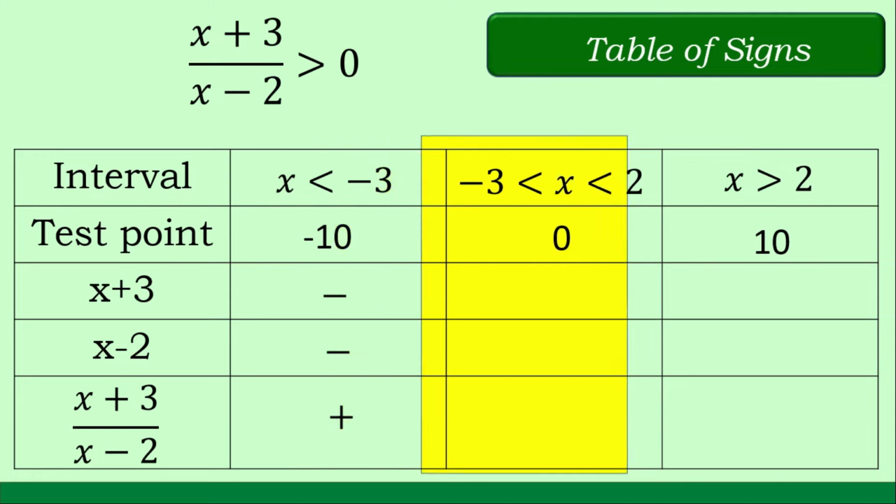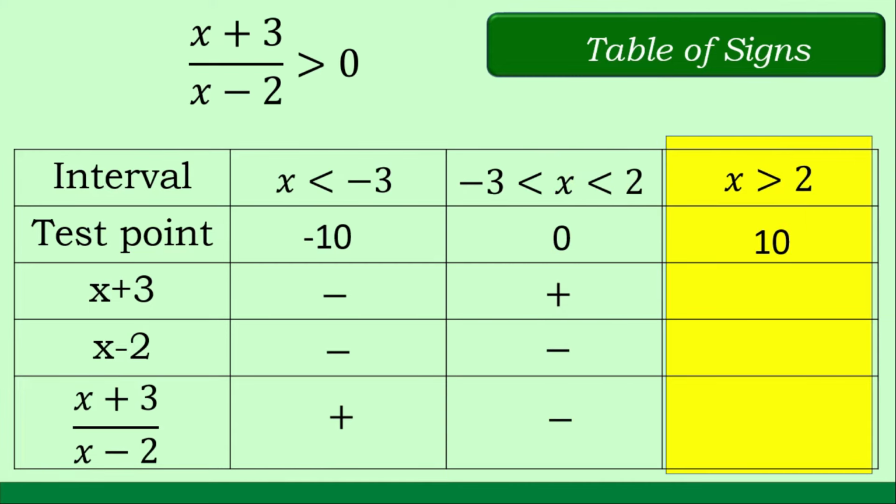That is this interval with our test point 0. So let's substitute 0 to x plus 3. That will give us a positive answer. 0 minus 2 will give us a negative answer. Positive divided by negative, the result is a negative answer. There you go. That's why I have written here a negative answer. So that's it. Let's continue with the last column.